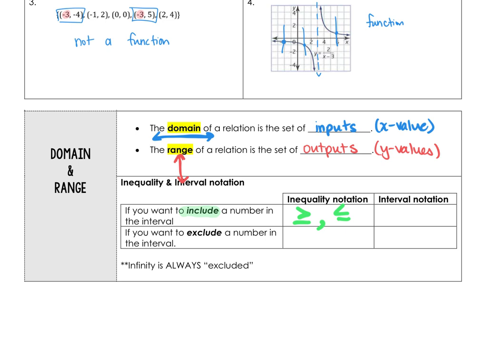If it's excluded, meaning that value isn't actually part of the domain or range because there's an open circle or something like that, then we would just use the greater than or the less than signs. So in inequality notation, use greater than or equal to, less than or equal to if that value is included, or just greater than or less than if it's not.